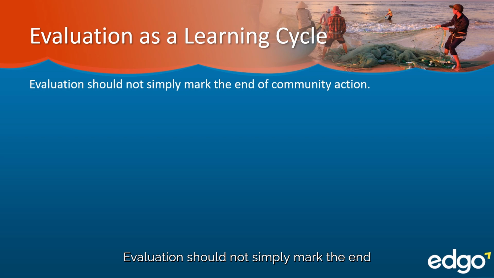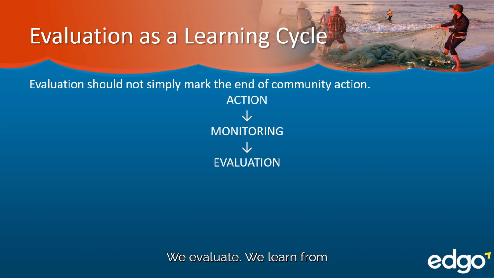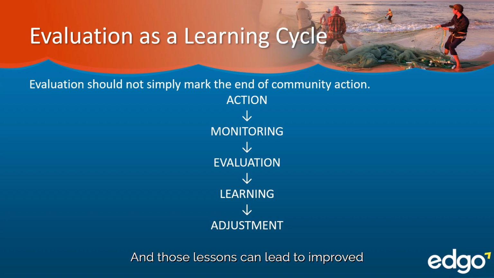Evaluation should not simply mark the end of community action. Think of it as a cycle. We begin with action. We monitor what is happening. We evaluate. We learn from the results. We make adjustments. And those lessons can lead to improved action. So community development is not simply plan, act, end. Instead, it can become action, monitoring, evaluation, learning, adjustment, improved action. This is why community development is a continuing cycle of action, learning, and improvement.